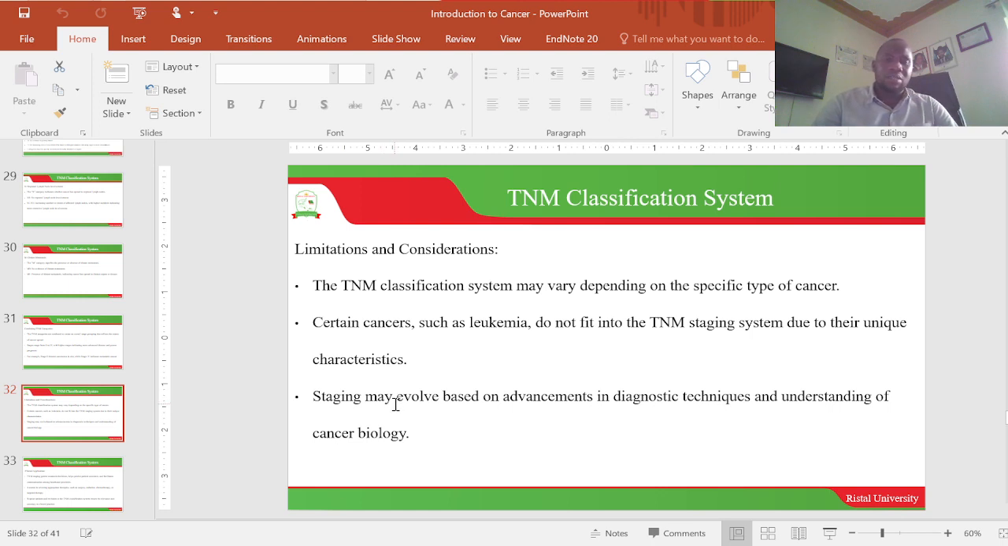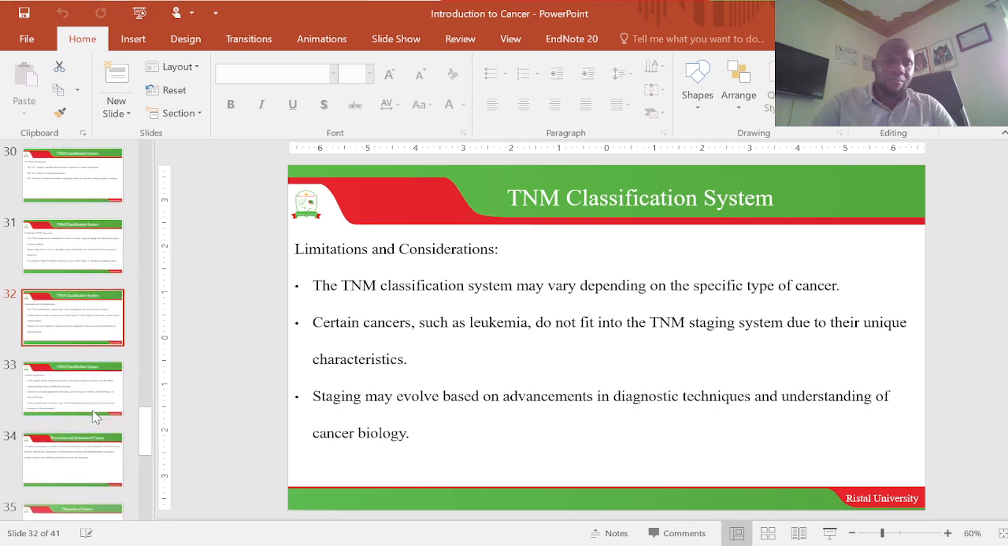Staging, the staging system can actually keep changing based on the diagnostic techniques that we have. So it may not be something that you can rely on over and over because of advancement in diagnostic systems that can evolve and change the understanding of cancer biology.